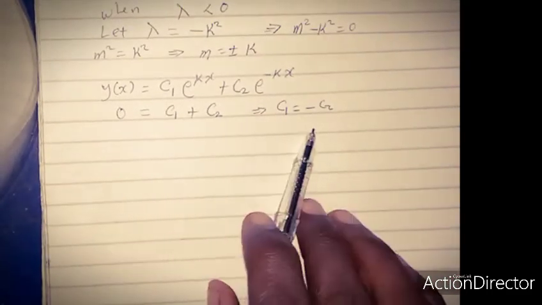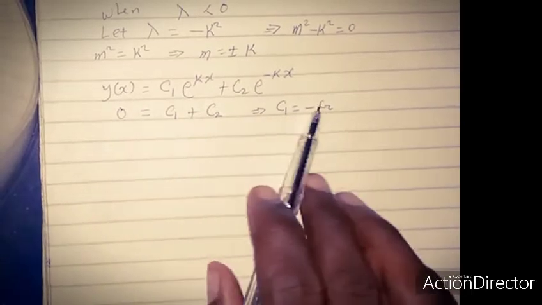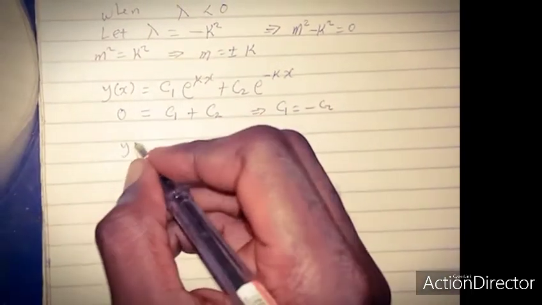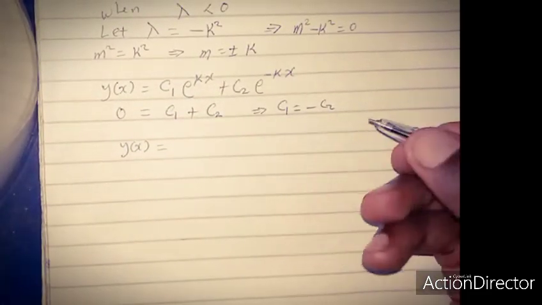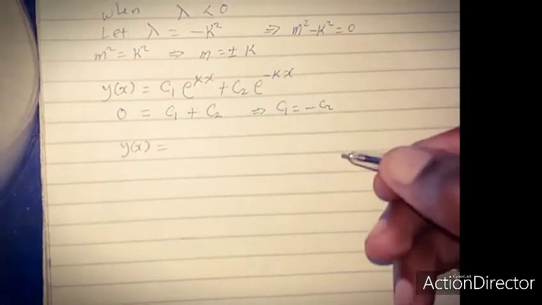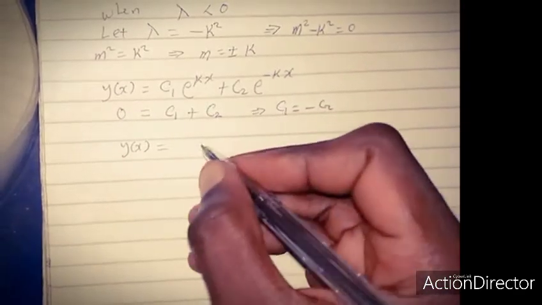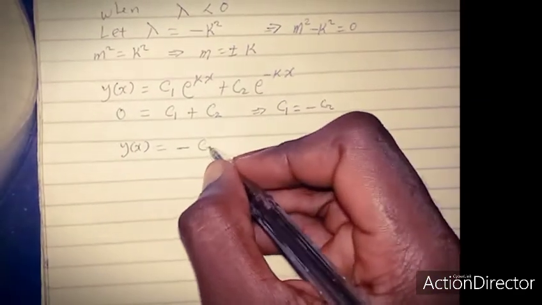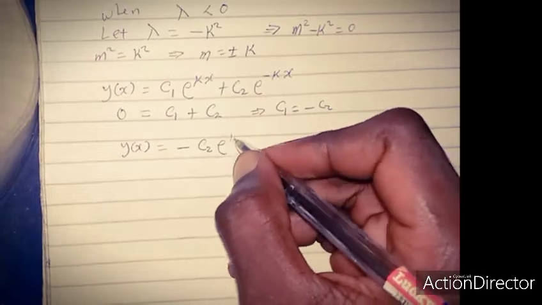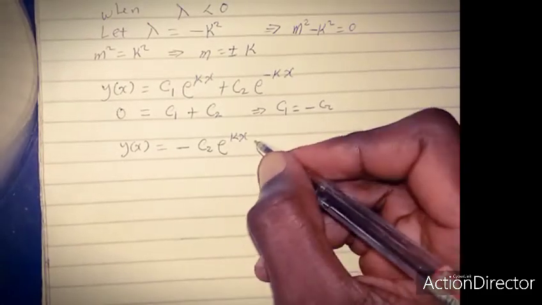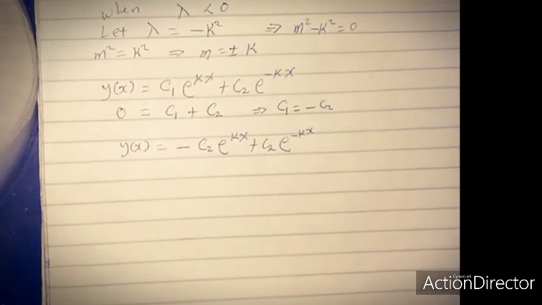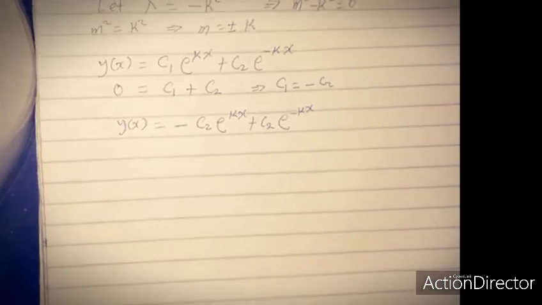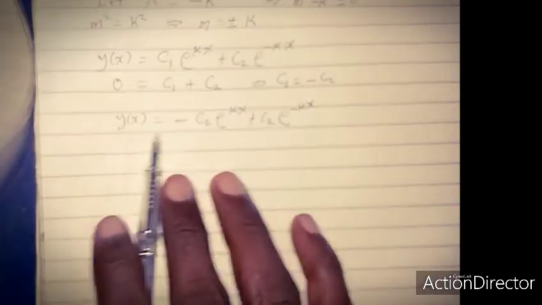Now once you get this value, write your y of x in terms of your new value. Now I've gotten c1 to be -c2, so anywhere I see c1, I'll put -c2. That will be y(x) = -c2 e^(kx) + c2 e^(-kx). Now that is pretty good. So now this is my new y of x.